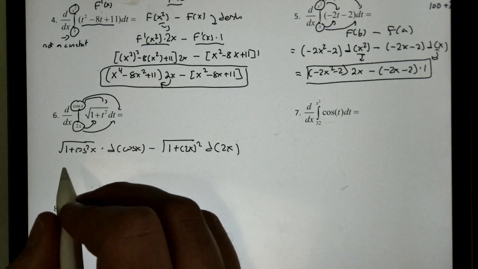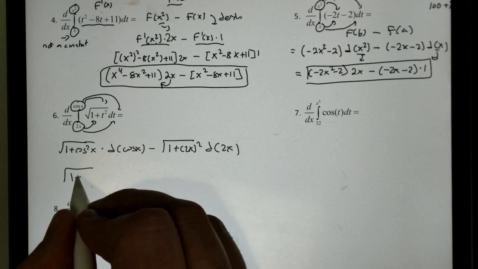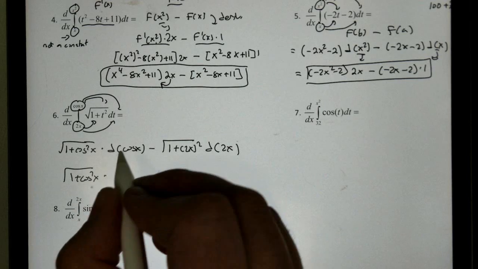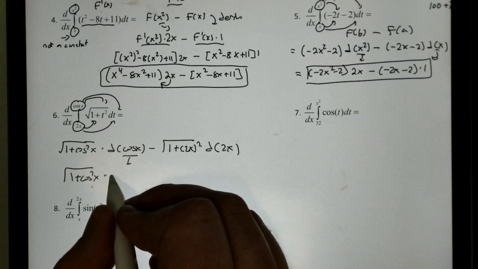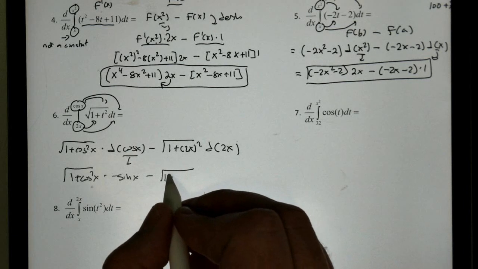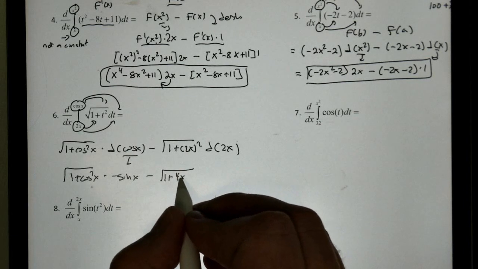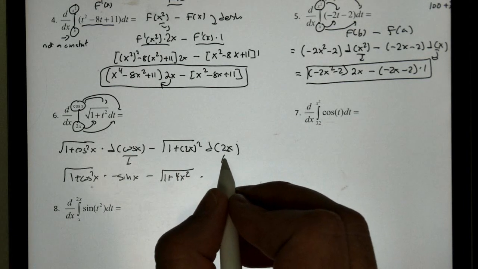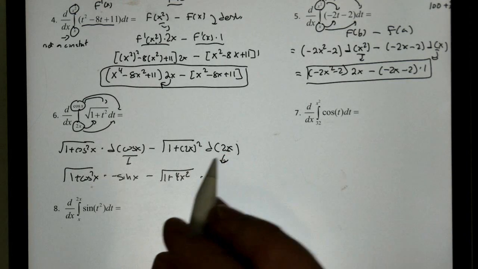I'm going to clean this up a little bit. 1 plus cosine squared of x, the derivative of cosine is negative sine of x, minus the square root of 1 plus, that's just 4x squared, times the derivative of 2x, which is 2.